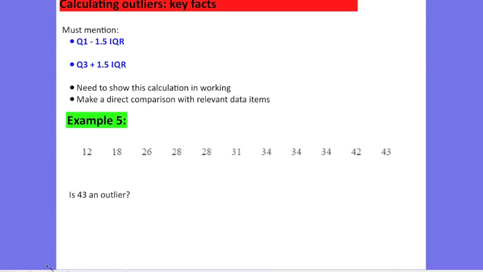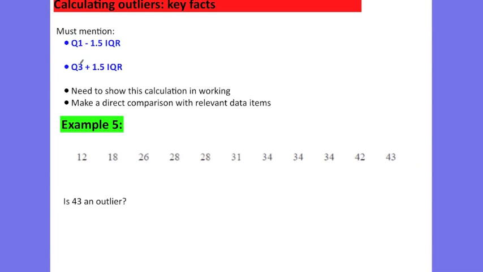Now, calculating outliers. You must mention the calculation. Outliers can be calculated by taking the Q1 and subtracting 1.5 multiplied by the interquartile range. Similarly, a high outlier, a big outlier, will be found by taking Q3 and adding 1.5 times the interquartile range. It's really important that you show this calculation in your working. From this, you can then make a direct comparison with the relevant data items.